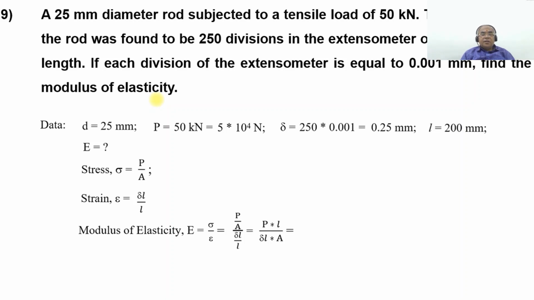Since I want the Young's modulus, P is 5 into 10 to the power of 4, into, substitute the values, L is 200, divided by delta L is 0.25 into area of cross section is pi by 4 into 25 square. So on simplification, the modulus of elasticity E is 814.87.3 Newton per mm square.